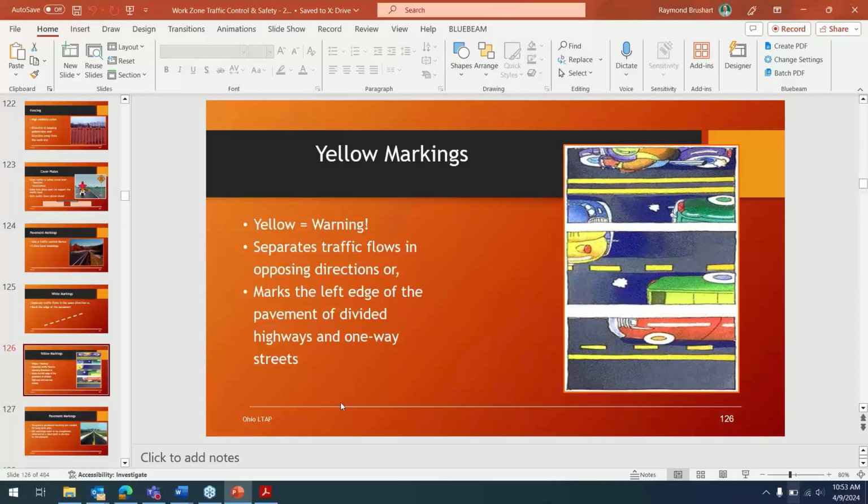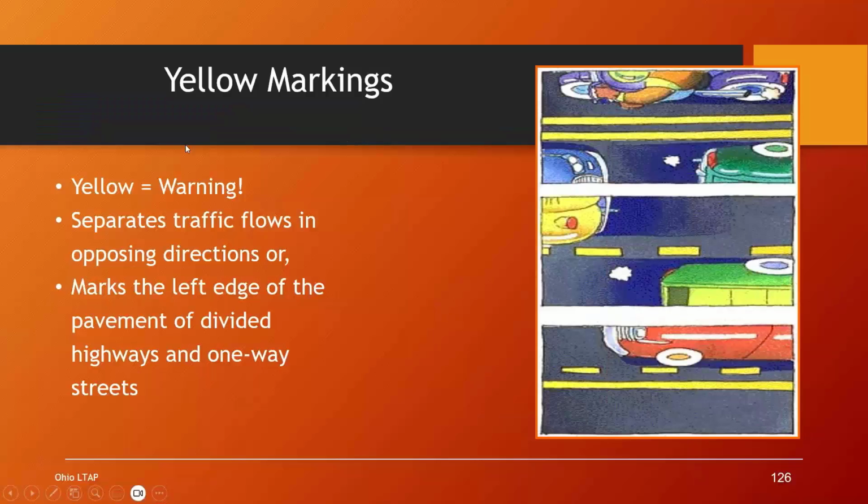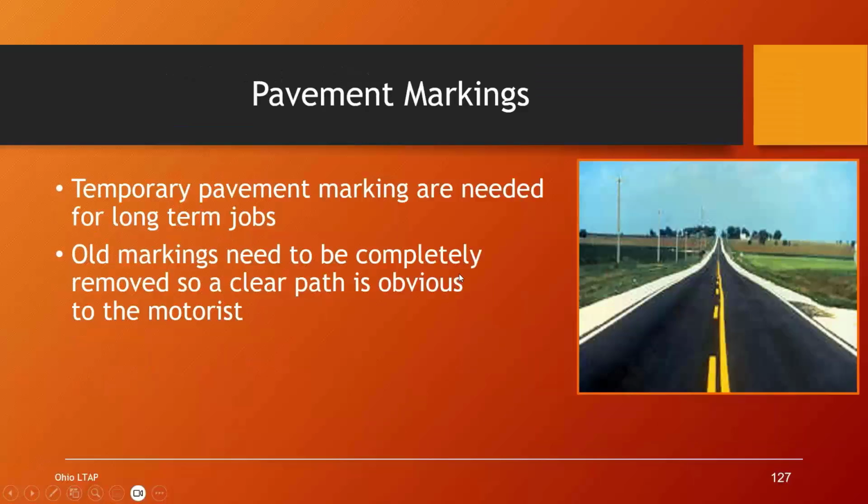Okay, so back to our pavement markings. Yellow, it's the same way with signs, and the fact that yellow means warning. And so we're separating traffic flowing in opposing directions. Or if you're on a one-way street, it would mark the left edge of the pavement.